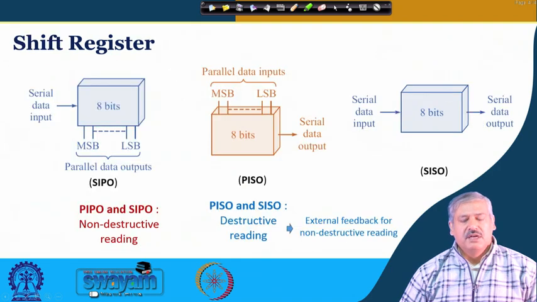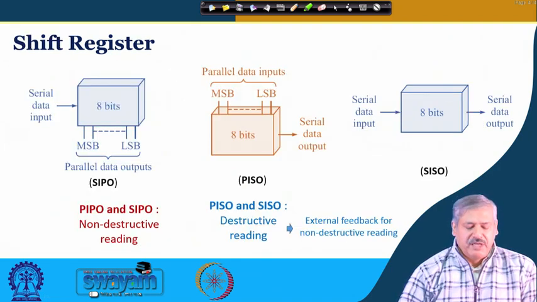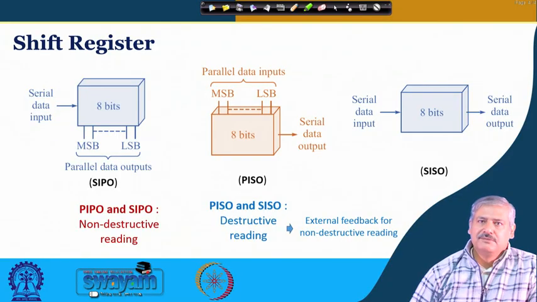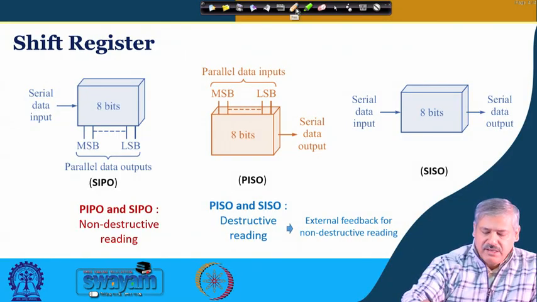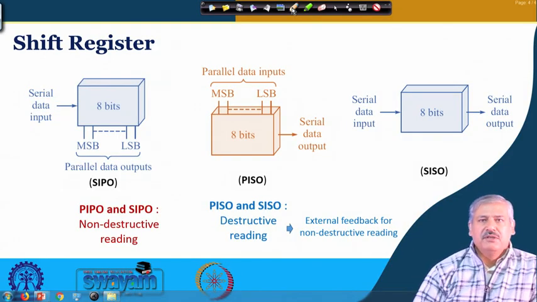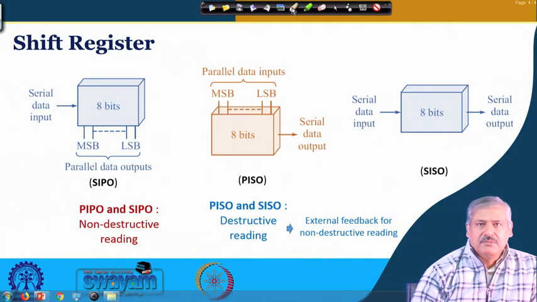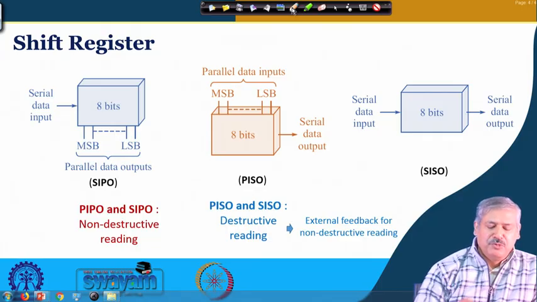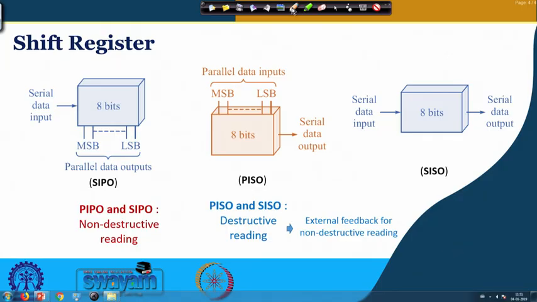Now, let us look at three other types. One is serial in, parallel out. So, what is happening here? Data is coming to the register serially, one bit at a time. To push 8 bits of information, you need 8 clock cycles.